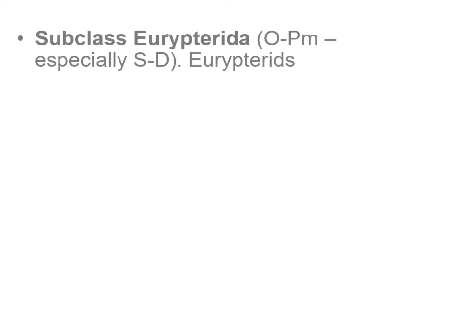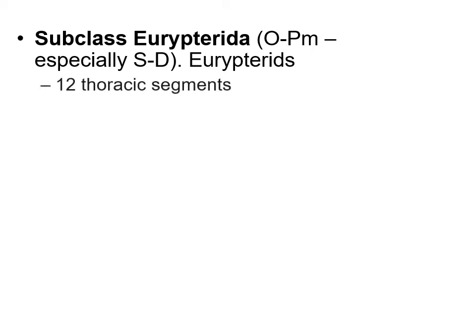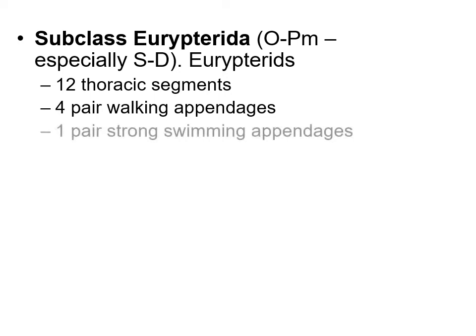Now, our last subclass is the Eurypterids. Eurypterids were around from the Ordovician through the Permian, but they were especially abundant in the Silurian and the Devonian when they were among some of the dominant predators of the seas. They have 12 thoracic segments, 4 pair of walking appendages that they used for submarine walking. They would walk around on the seafloor as well as swim.